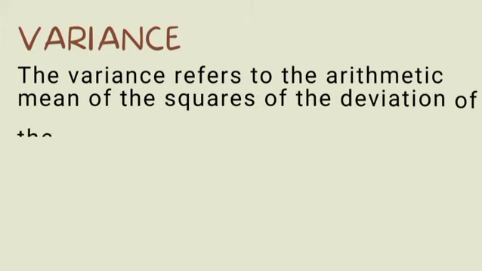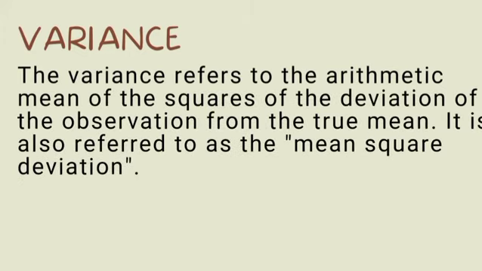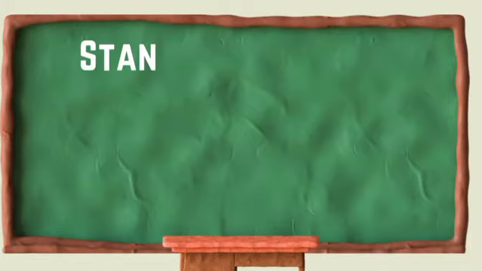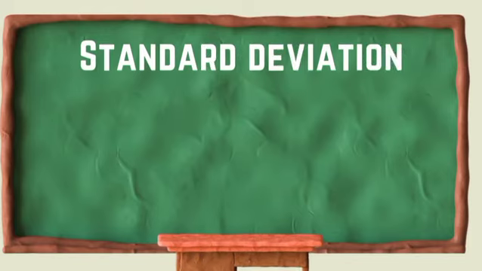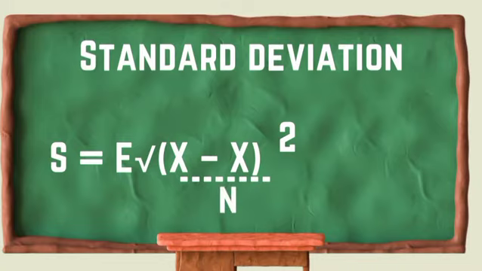We have our variance. The variance refers to the arithmetic mean of the squares of the deviation of the observation from the true mean. And it can also be referred to as the mean square deviation. While the standard deviation, on the other hand, is the square root of the variance. The standard deviation is also referred to as the root mean square deviation.